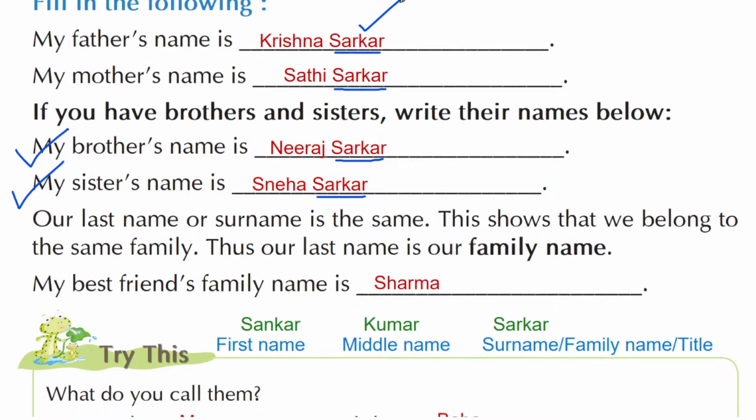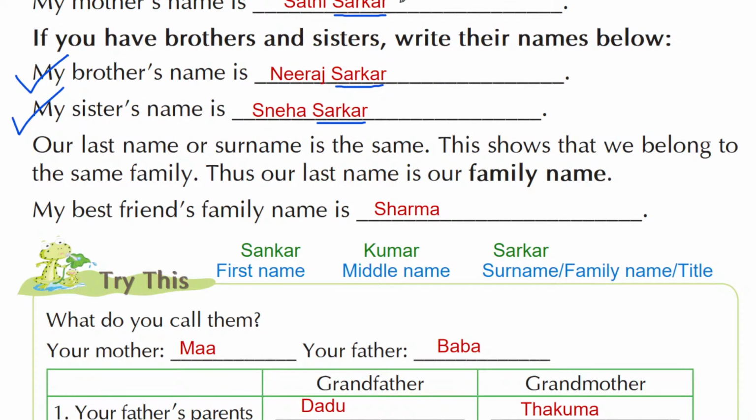Now, what you have to do below: my best friend's family name is. So whoever is your best friend, you have to write down the family name of that child. Here I have written Sharma because my best friend is Pooja Sharma. So the family name is Sharma.